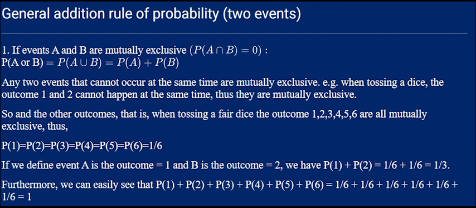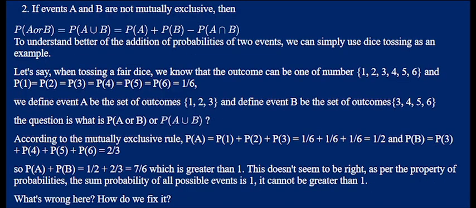If we define event A as the outcome 1 and B as the outcome 2, we have A plus B, which is equivalent to 1 over 6 plus 1 over 6, which is 1 over 3. Taking that, we can easily see that if we add all of the outcomes together, we get 1 over 6 plus 1 over 6 plus 1 over 6 plus 1 over 6 plus 1 over 6 plus 1 over 6, which is 1. If events A and B are not mutually exclusive, then A or B, equal to A union B, equals A plus B minus A intersection B.